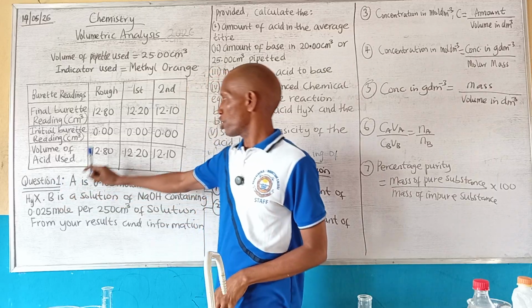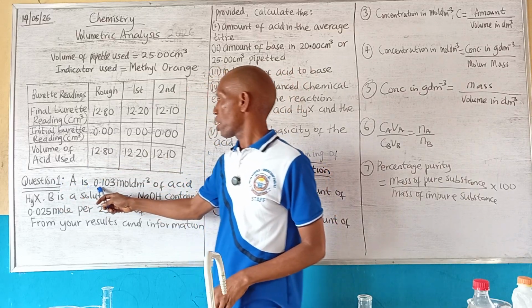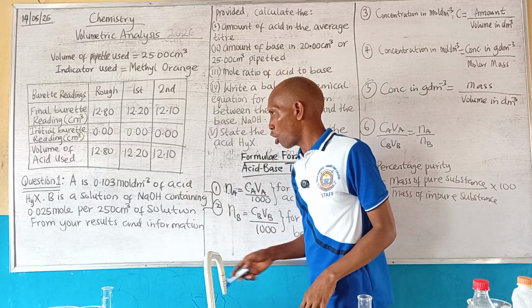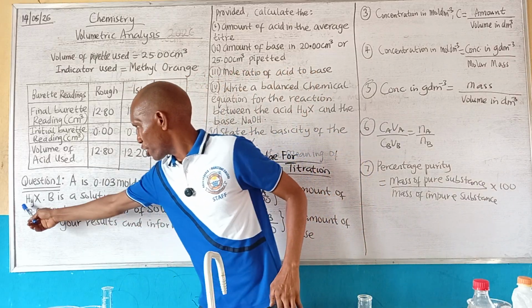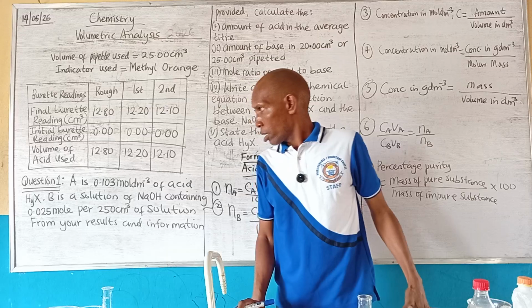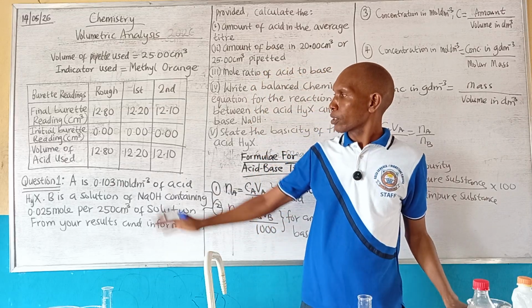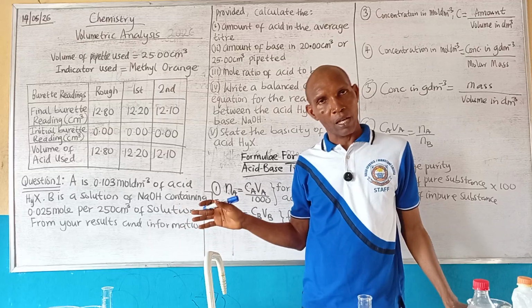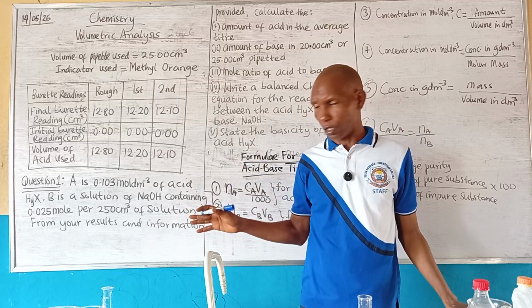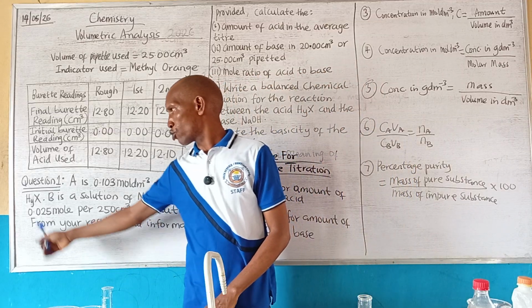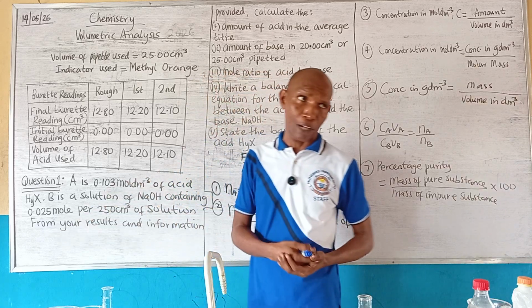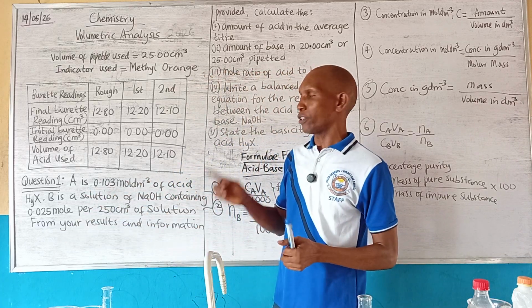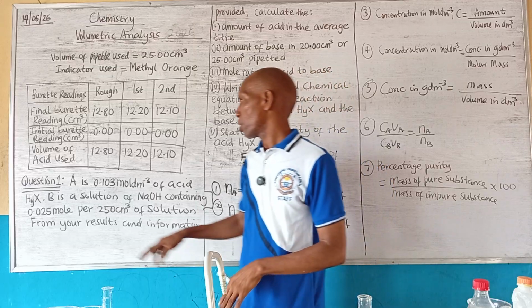As in this question, we are told A is 0.103 mole per dm cube of acid HYX. In this type of question, the name of the acid is hidden, and the formula of the acid is hidden. So very likely they may want you to get the value of X and the value of Y. Now we are given the concentration of the acid in mole per dm cube.